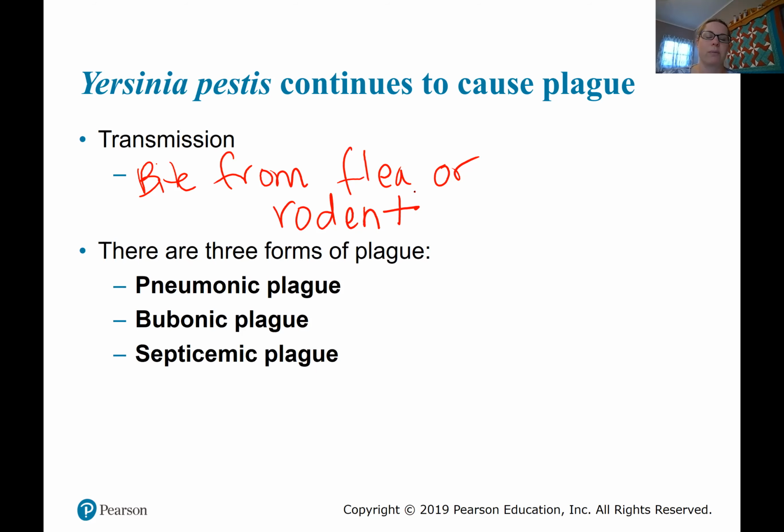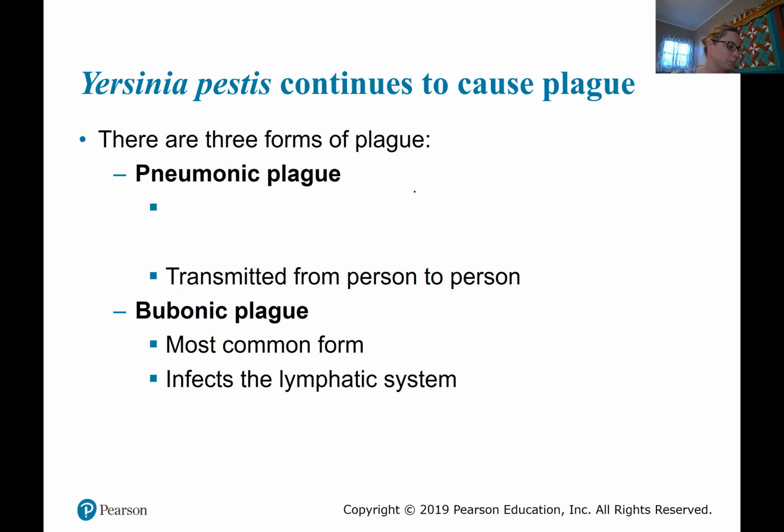There are three forms that the plague comes in: pneumonic, bubonic, and septicemic plague. As you could imagine, the pneumonic plague infects the lungs, and this one can be transmitted person to person. If a person with pneumonic plague has infected lungs and coughs on a caregiver, they can transmit the pneumonic plague to the next person.